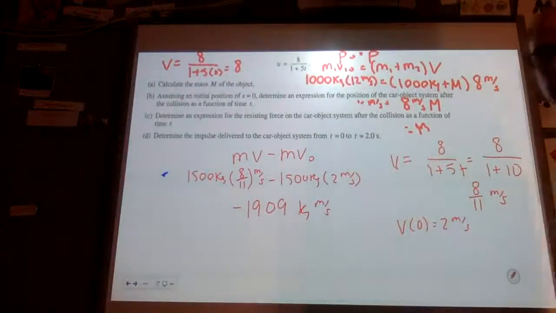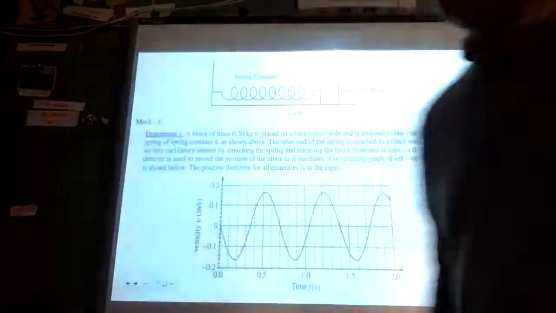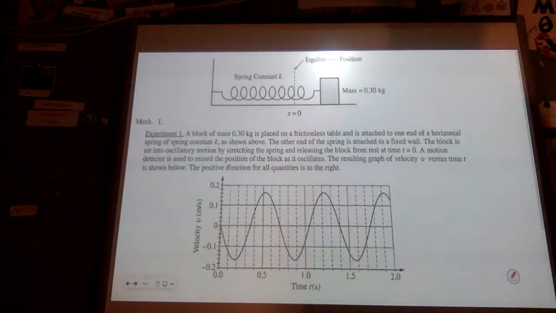All right, we're going to go on to the next one, which has simple harmonic motion in it. A block of mass 0.3 kilograms is placed on a frictionless table and is attached to one end of a horizontal spring of spring constant K as shown above.